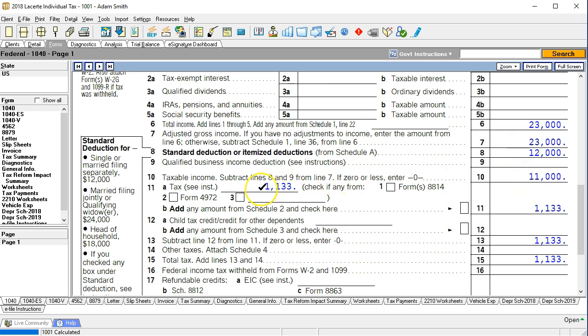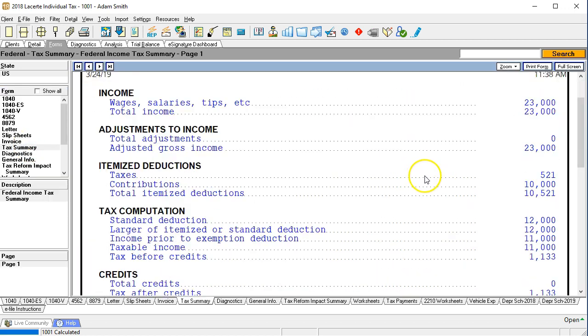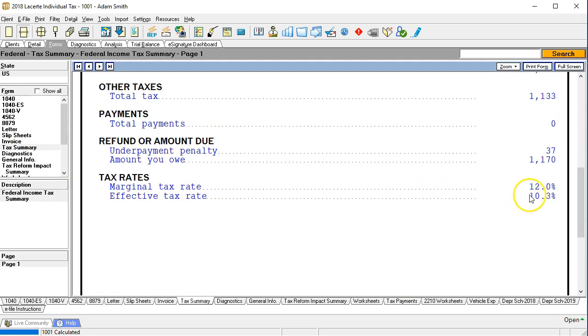Note the tax is $1,133, being calculated on that $11,000 at this point, with no retirement plan in place, with no contribution. So if we take a look at that tax rate, what's the tax rate that we're paying? The marginal rate is 12% and the effective rate is 10%.